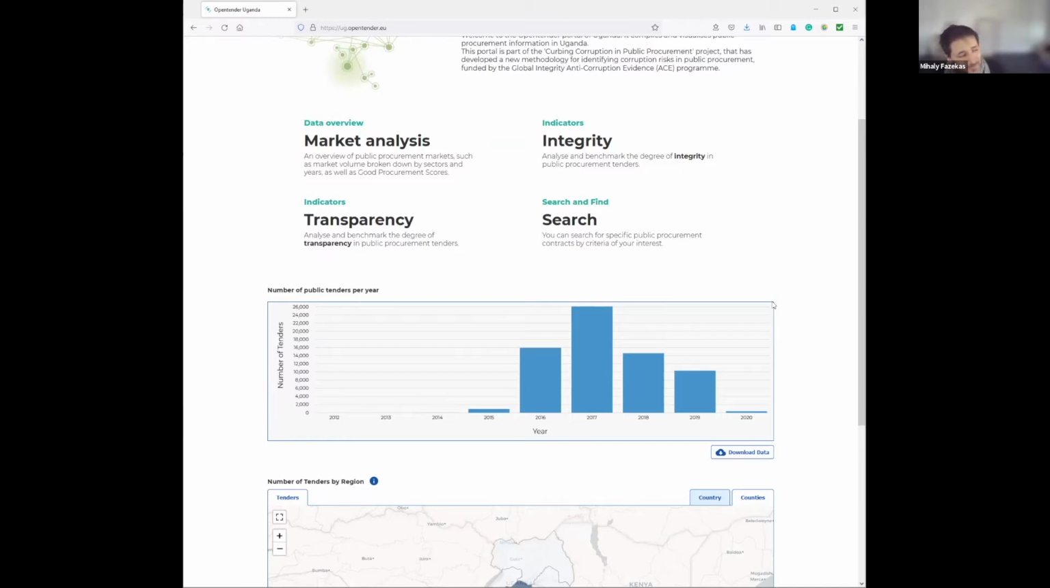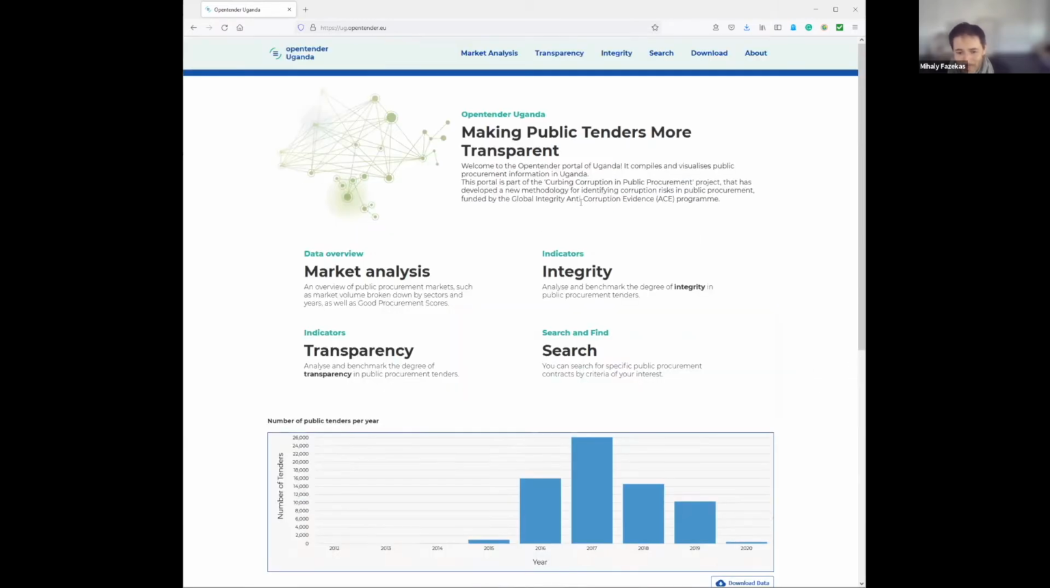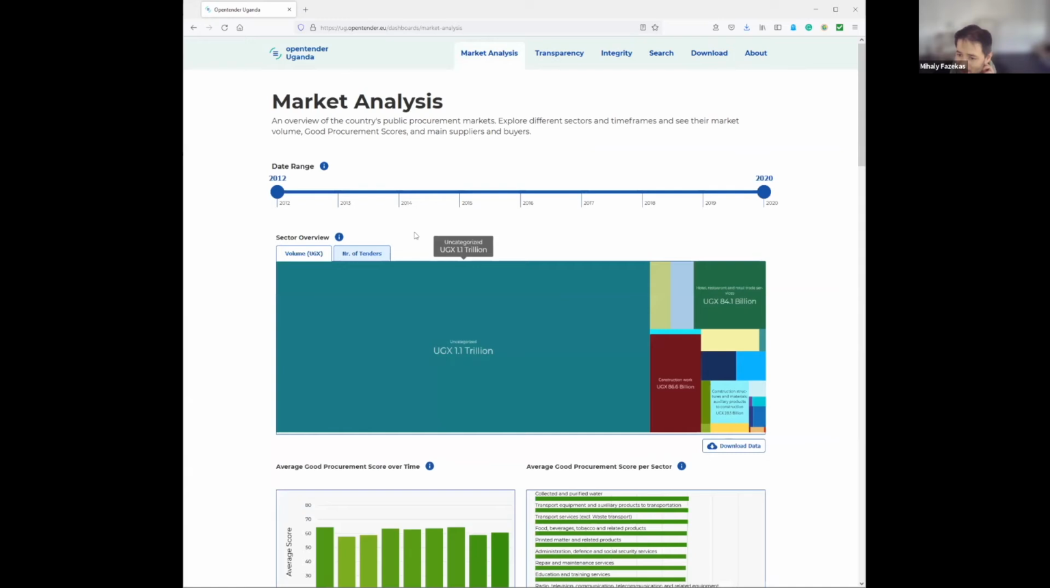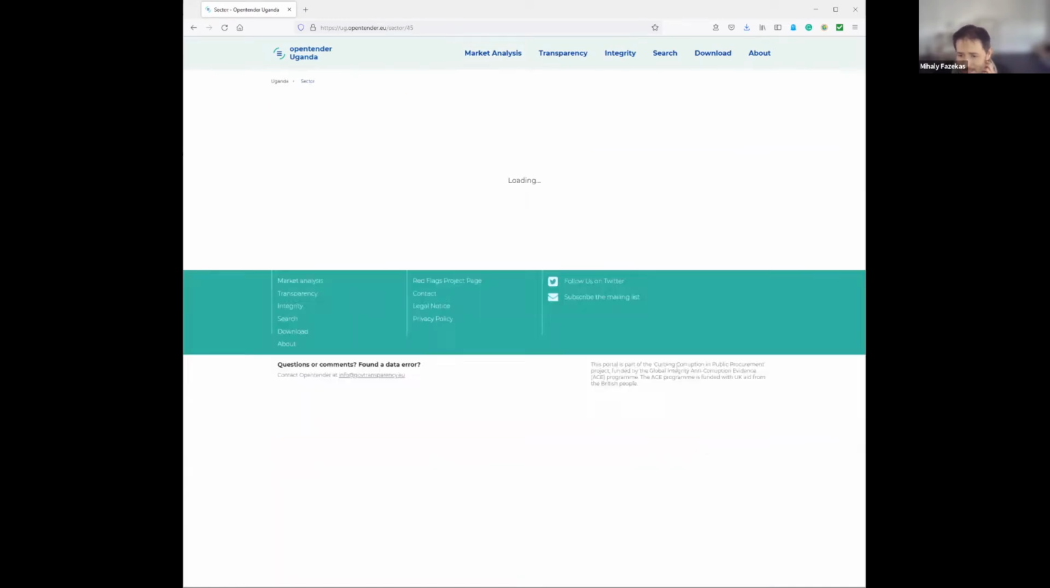And we are proud of a little policy impact we have had, that finally the Ugandan government procurement portal actually started to publish structured data again a few weeks ago. So we are in the process of adding full 2020, full 2021, and early 2022 data. So this portal will look a lot more populated in a few weeks' time. So let me look at market analysis first, even if the data is not as complete as it gets.